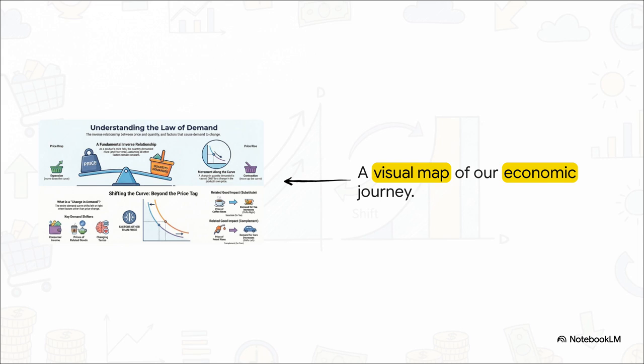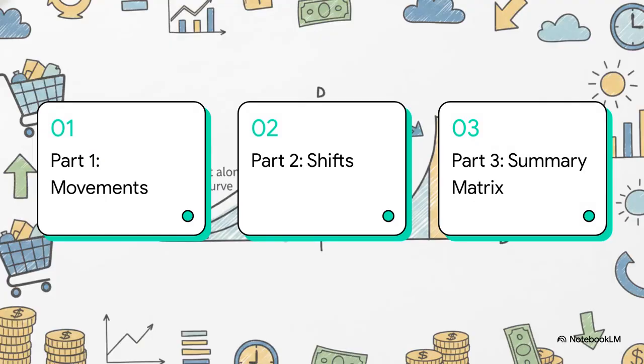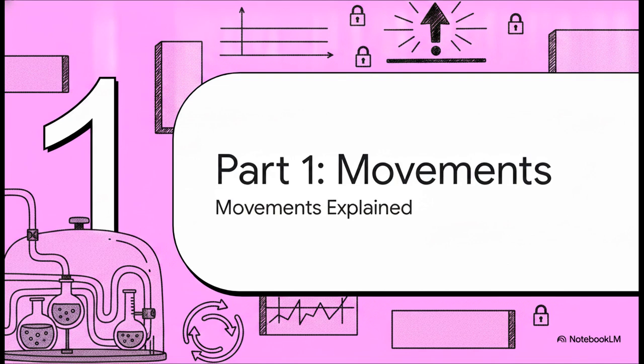What you're seeing here is our treasure map for today. It brilliantly separates the two worlds we're exploring. Up top, we have the law of demand, which is governed strictly by price. And then on the bottom, we've got this broader, shifting world that's driven by external factors. We're going to dissect this whole shebang step by step so you can see exactly how market mechanics actually function in real life. Here's our quick roadmap for the explainer. Part 1, we cover movements explained. Part 2 is all about shifts. And in Part 3, we'll wrap it all up with a summary matrix. Let's jump right into Part 1, Movements Explained.